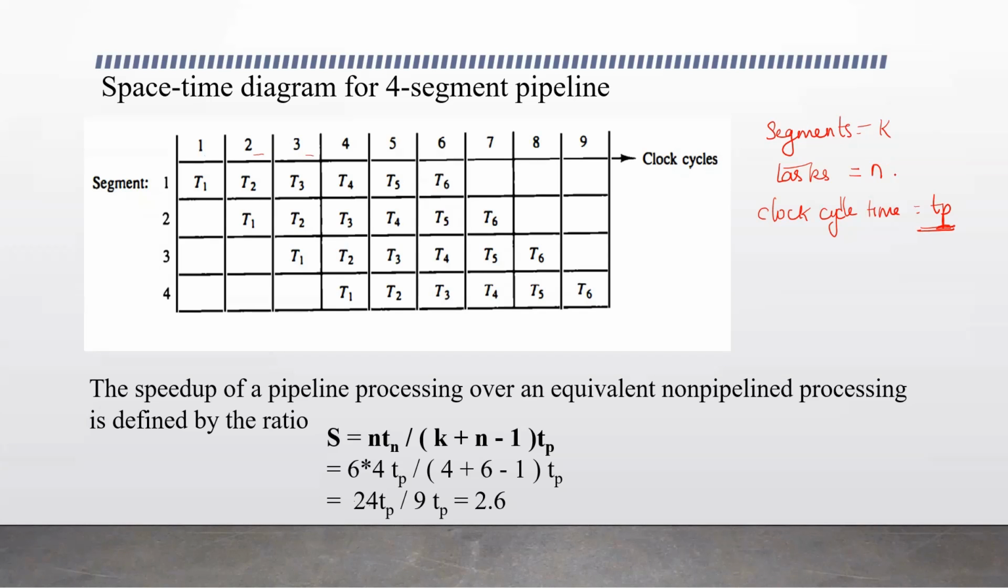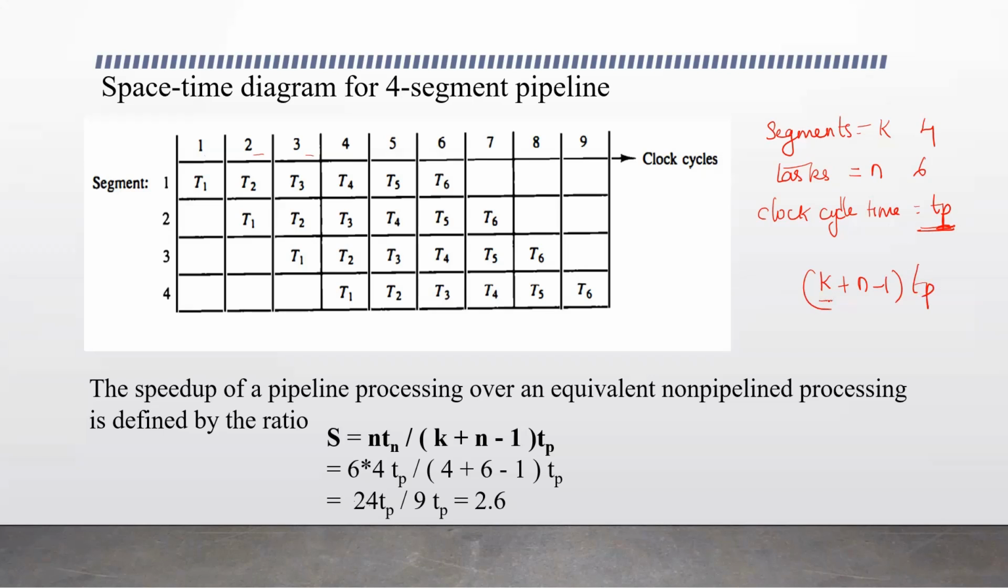So we compute the total time taken to complete this process. To complete the first task, it is K time, right? That depends on the number of segments; if there are 4 segments, 4 clock cycles are needed. So the time taken is K, and the remaining tasks are completed in n minus 1 time. In our case, the number of segments is 4, and the number of tasks is 6. The total clock cycle time is TP. So it is calculated as K plus n minus 1 time.